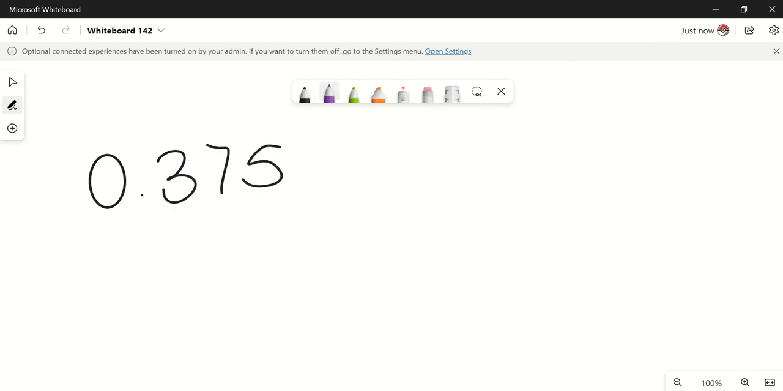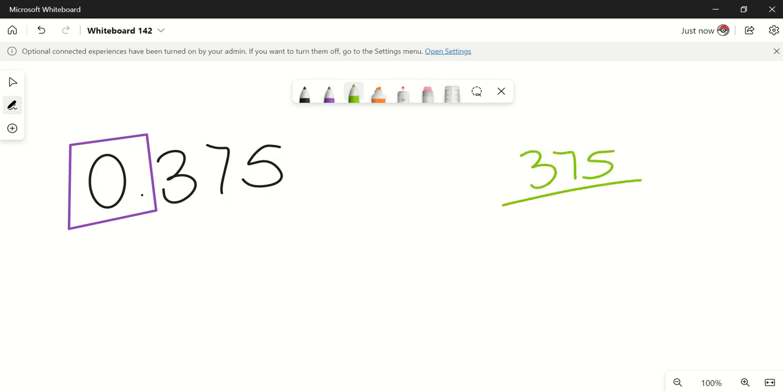0.375. Again, no whole number. We're not writing it as a word form. We're only putting it in fraction form. So this is going to be 375, and over the place value, tenths, hundredths, thousandths. Now I'm going to divide.